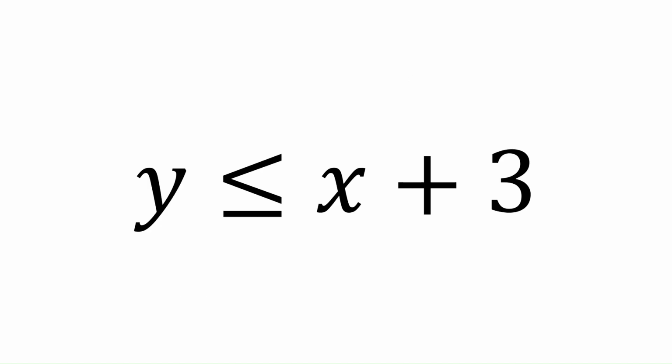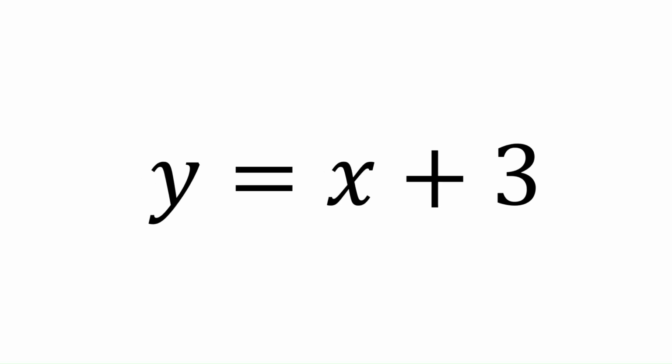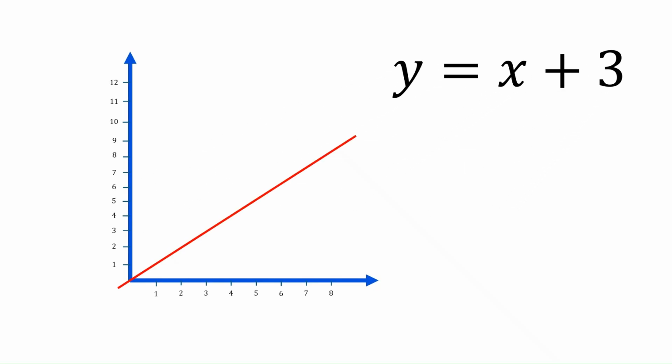Now we shade the region above the line because y is greater than the values on the line. If the inequality includes equality, like y is less than or equal to x plus 3, then the boundary line is included. So this time we draw a solid line, and because y is less than, we shade below the line.